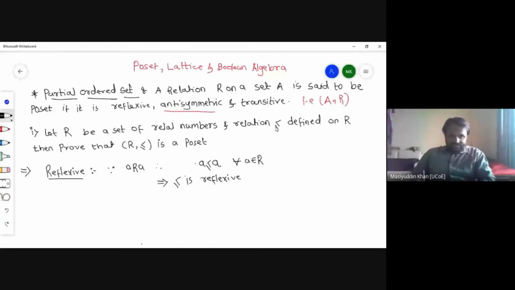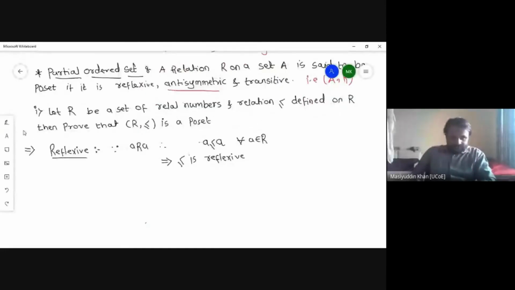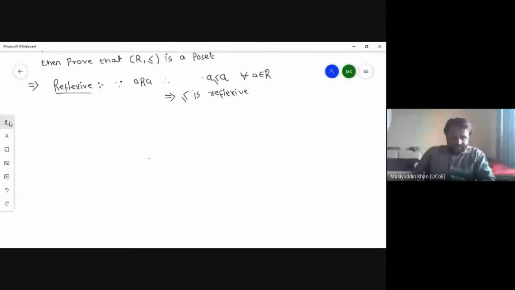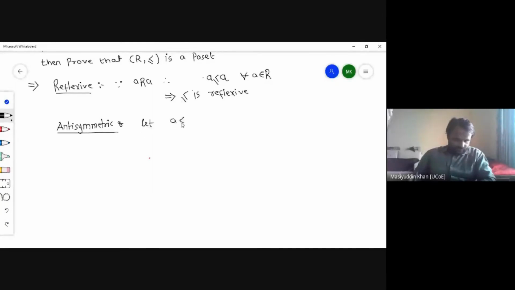Now the next part is anti-symmetric. That is, the second is anti-symmetric. So let A is less than or equal to B, comma, B is less than or equal to A.